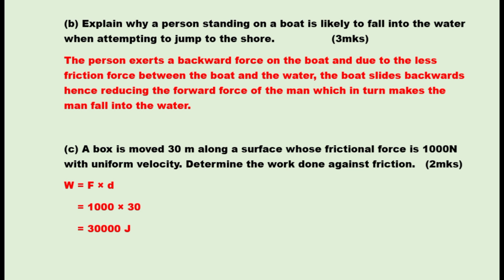That means the work done against friction is Fd, where friction is 1000 Newton, because we are saying the forward force is equal to the backward friction force. So 1000 times the distance, which is 30, then you get 30,000 joule. So that is Physics Paper 1, 2022 KCSE, and that is what was expected of you.